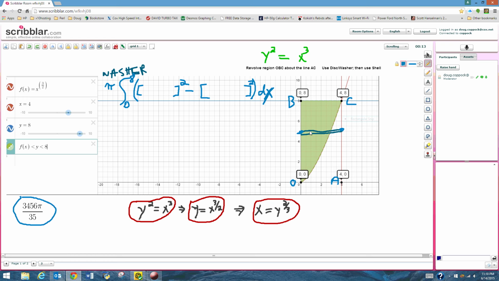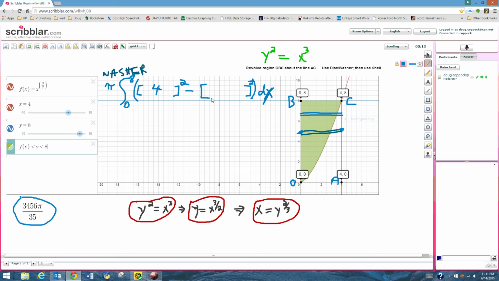So in this case, this point has an x-coordinate of 4. This point has an x-coordinate of 0. So it doesn't matter where you are on this region, or where your little rectangle is, the outer radius is always going to be 4. Matter of fact, if you revolve that region, you just get a nice big fat cylinder. So 4 goes here.